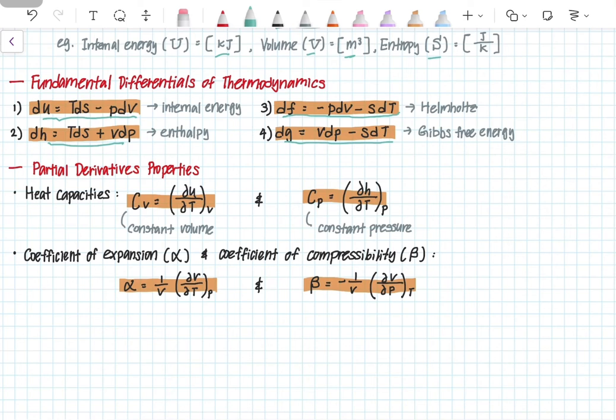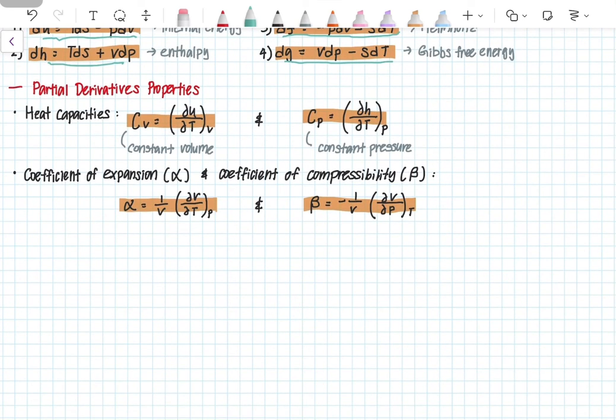And lastly, we're going to talk about some of the partial derivative properties that we will encounter in thermodynamics. The first is the heat capacities. So if you have a constant volume, your heat capacity is defined as the partial derivative of your internal energy with respect to temperature while you're holding volume constant. When you have constant pressure, your heat capacity is going to be dependent on your partial derivative of enthalpy, H, with respect to temperature.